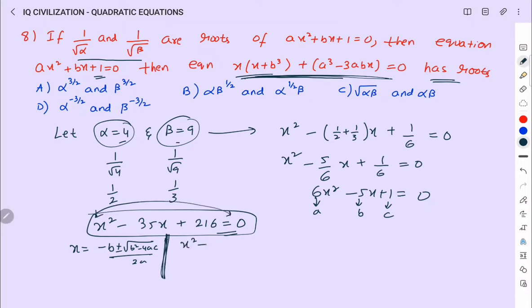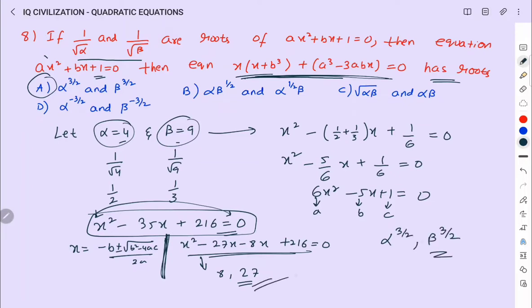So x square minus 35x, okay, plus 216 equals 0. By doing this, we will get the roots 8 and 27. Okay, so from this I can say which option is satisfied: this one. Yeah. So that is nothing but alpha power 3 by 2 and beta power 3 by 2. Just substitute. Okay.